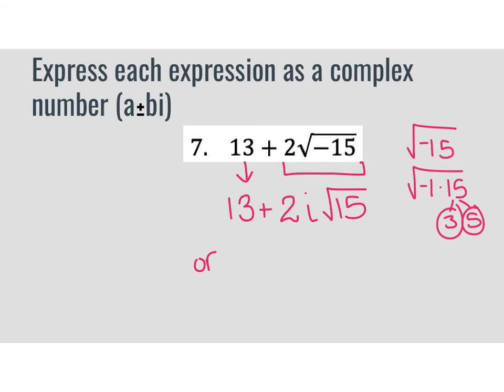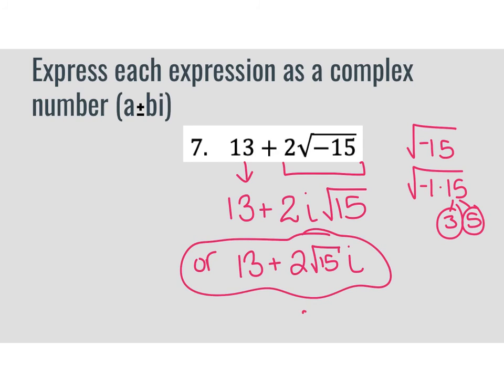You will also see this written as 13 plus 2 root 15i with the i last, but again, I caution you with that because if you wrote it 2 root 15i and it looked like the i was under the radical, that would be wrong. So I think I prefer this top method.